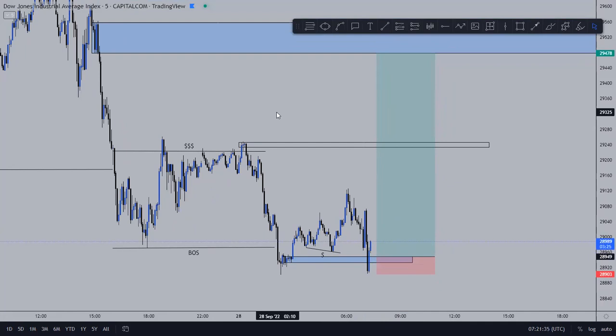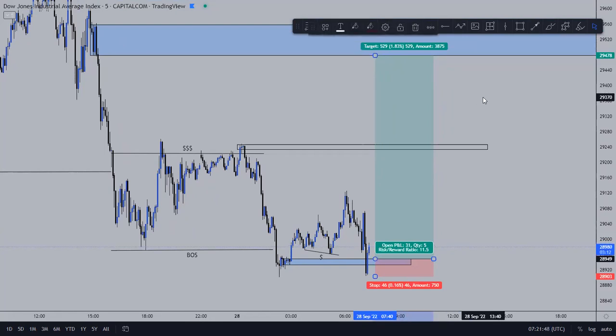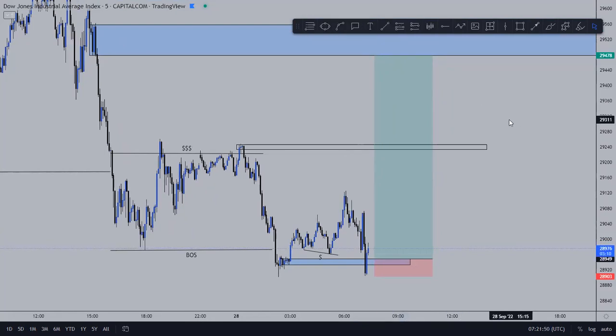So I'd love the market to come back and tap inside that order block that it manipulated. Once it taps inside there, we take our buys all the way to the supply zone at the top there, which is 1:11 risk compared to reward.